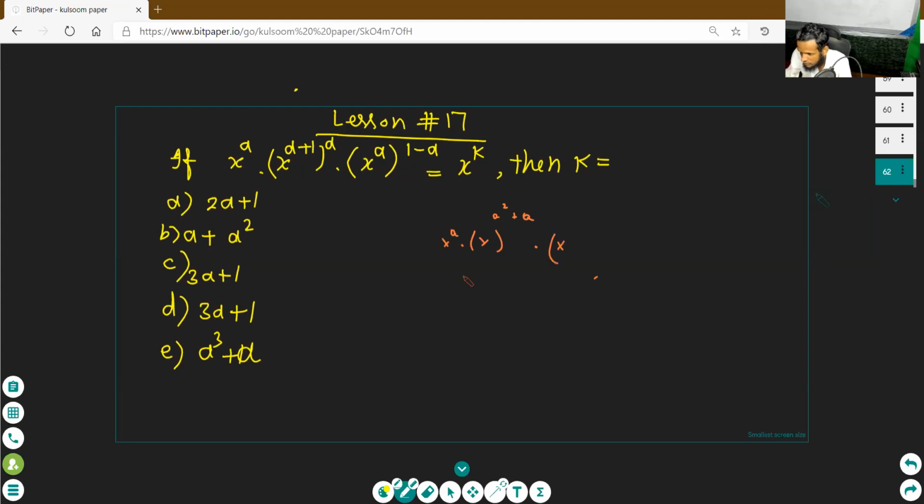There is no need of bracket. You should write without bracket. You are multiplying, so remove this bracket. We write this bracket due to power over the power.